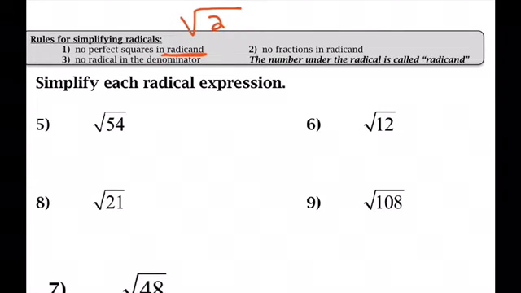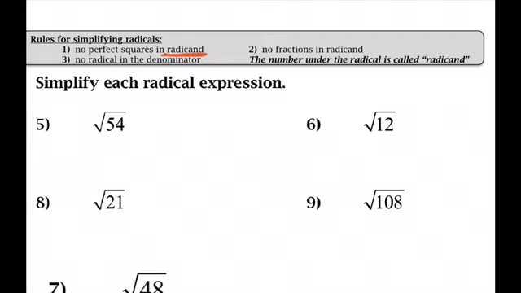So no perfect squares. For example, the square root of 4: 4 is a perfect square number, so that would not be a simplified answer. Also, if you had square root 12, that's not simplified because 4 goes into 12, and 4 is a perfect square number. So that's one thing you have to watch out for.